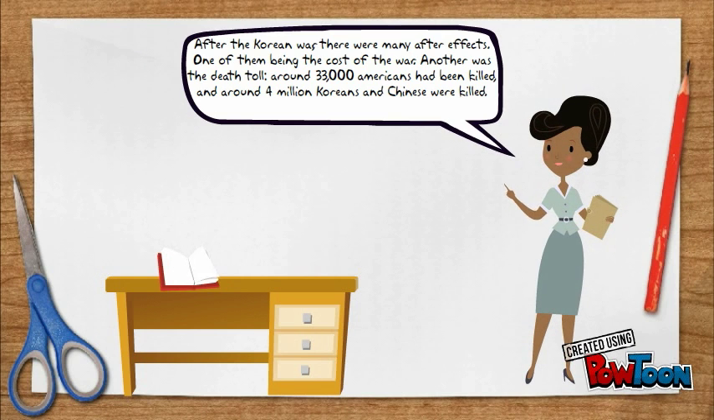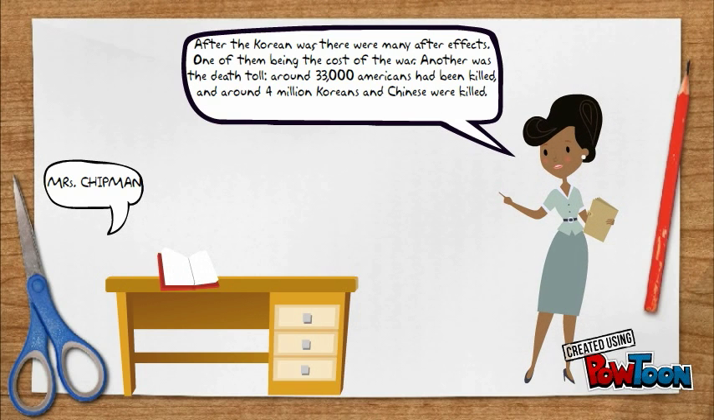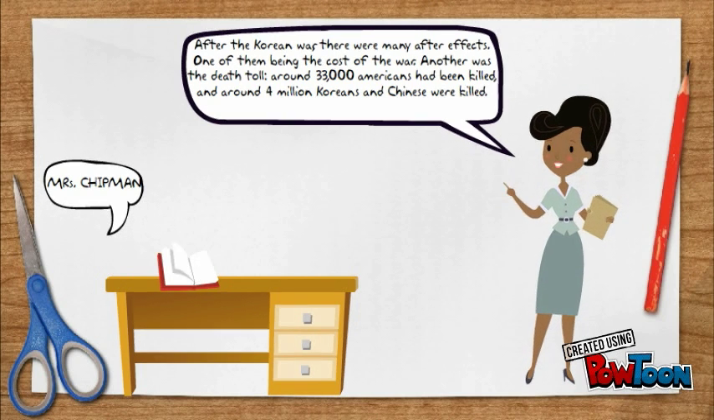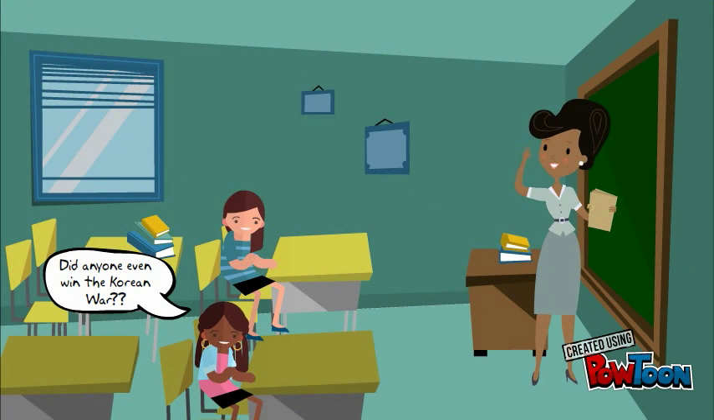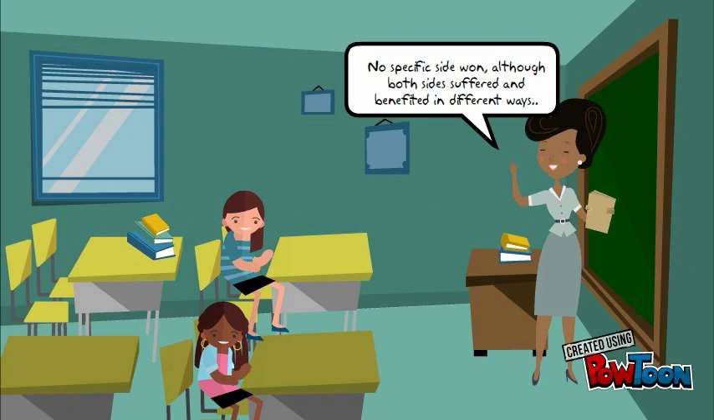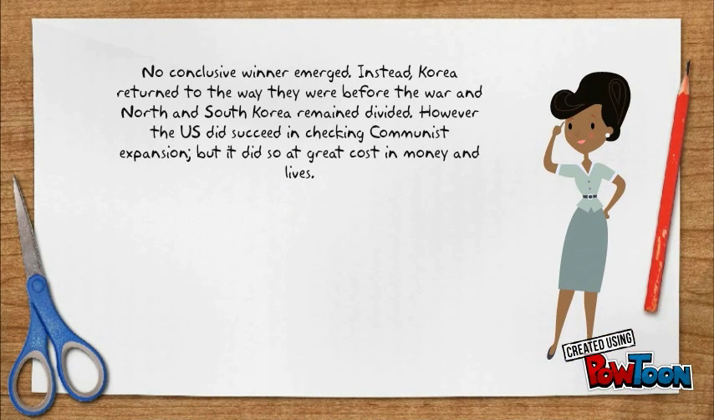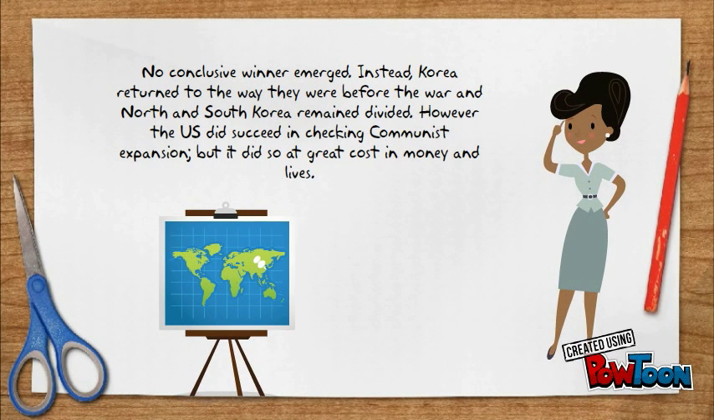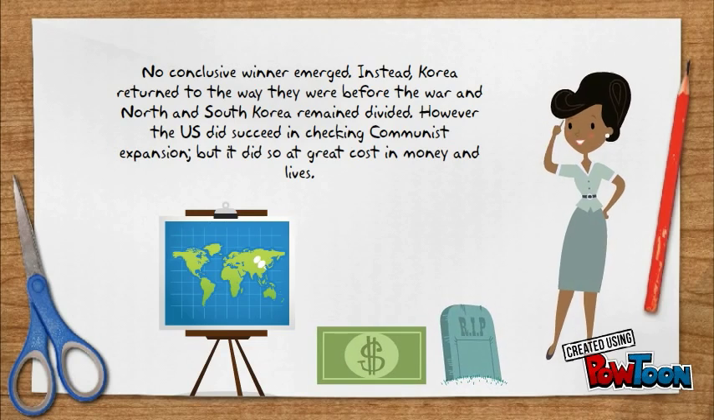Another was the death toll. Around 33,000 Americans had been killed, and around 4 million Koreans and Chinese were killed. Mrs. Chipman, did anyone even win the Korean War? No specific side won, although both sides suffered and benefited in different ways. No conclusive winner emerged. Instead, Korea returned to the way they were before the war, and North and South Korea remained divided. However, the US did succeed in checking communist expansion, but it did so at a great cost in money and lives.